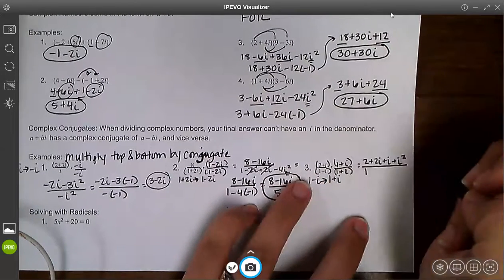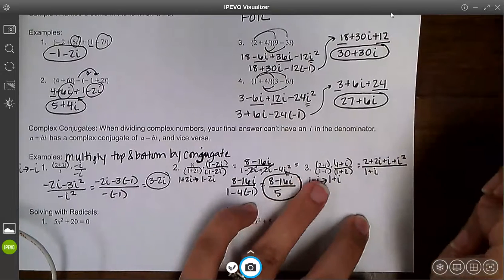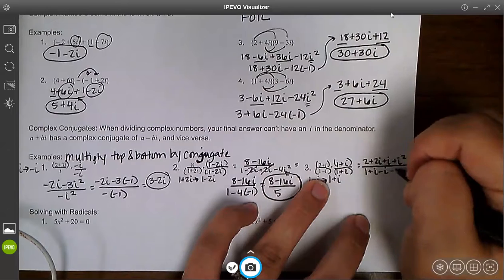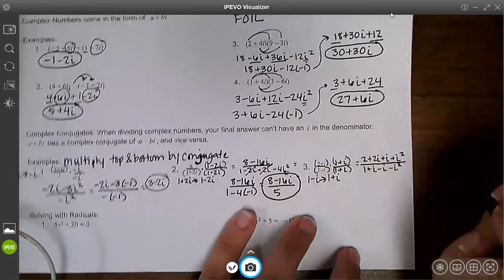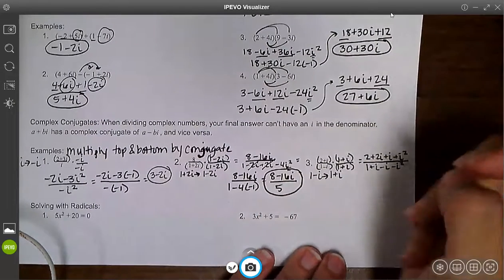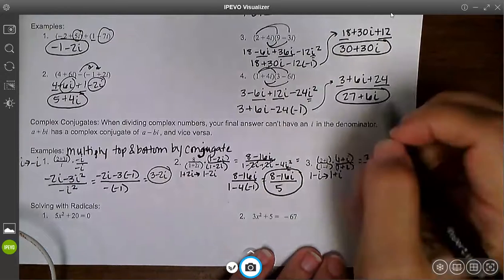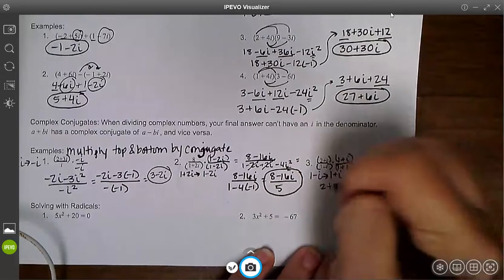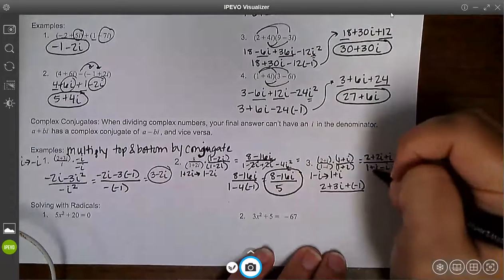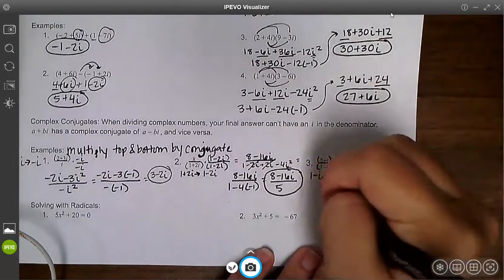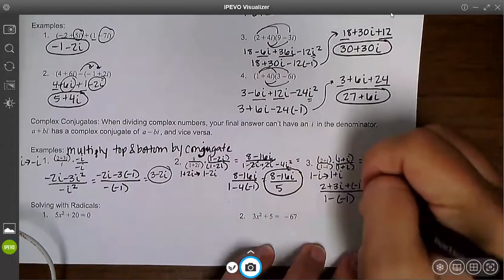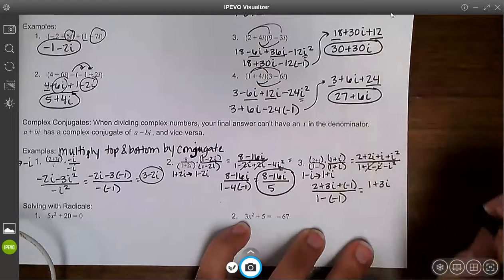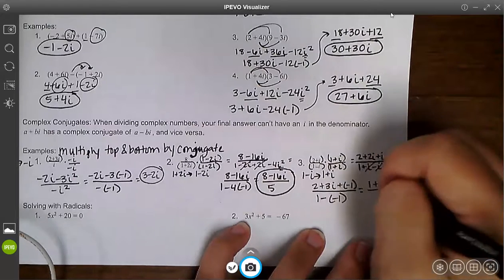1 times 1 is 1. 1 times i is i. Negative i times 1 is negative i. Negative i times i is negative i squared. Combining my like terms, on the top, I have 2i plus i, which is 3i, and then my i squared is negative 1. On the bottom, my positive and negative i cancel out. My i squared is negative 1. 2 minus 1 is 1 plus 3i on top. And then 1 minus negative 1 is 2.